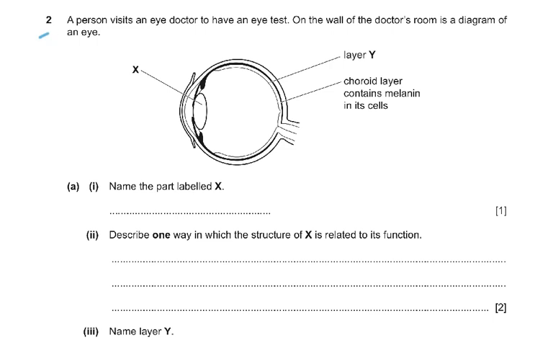Now as we look at question number 2, a person visits an eye doctor to have an eye test. On the wall of the doctor's room is a diagram of an eye. You have it all labeled here. Please look at the diagram carefully. There's X, there's a layer Y, there's a choroid layer which contains melanin in its cells. This is the optic nerve. Of course, that's not labeled. Name the part labeled X: lens.